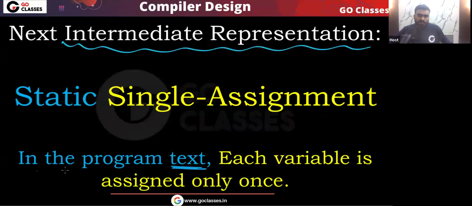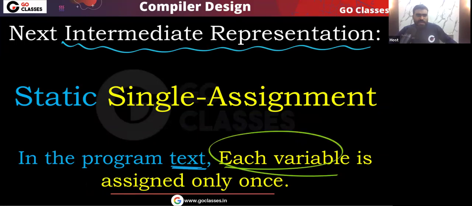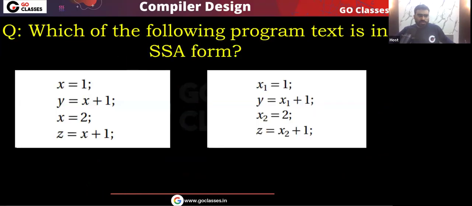So you can see this is the definition. In the program text, every variable is assigned only once. Very simple. Now, tell me the answer for this question. Which of the following program texts is in SSA form? Two program texts are given to you. Which of them is in static single assignment form?